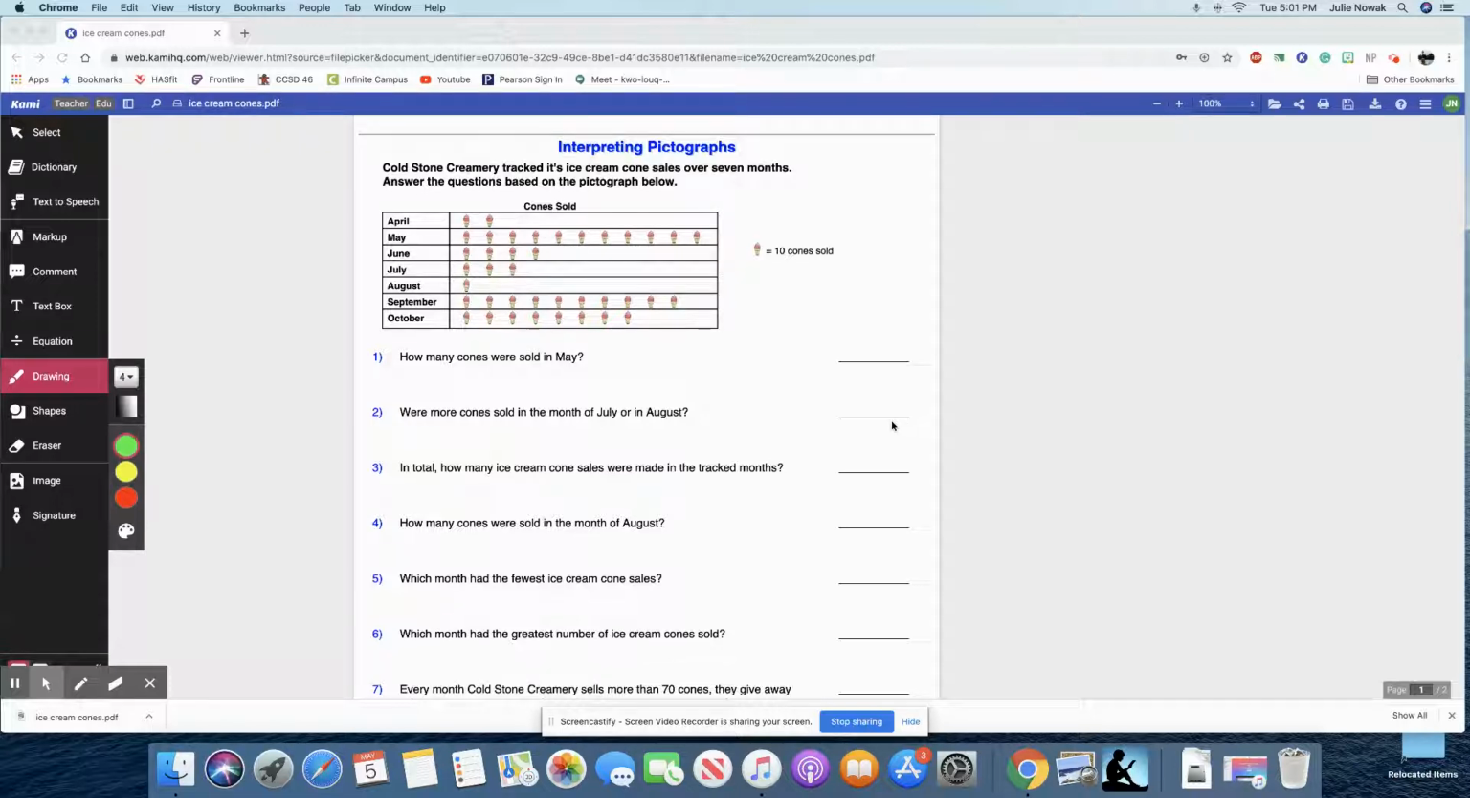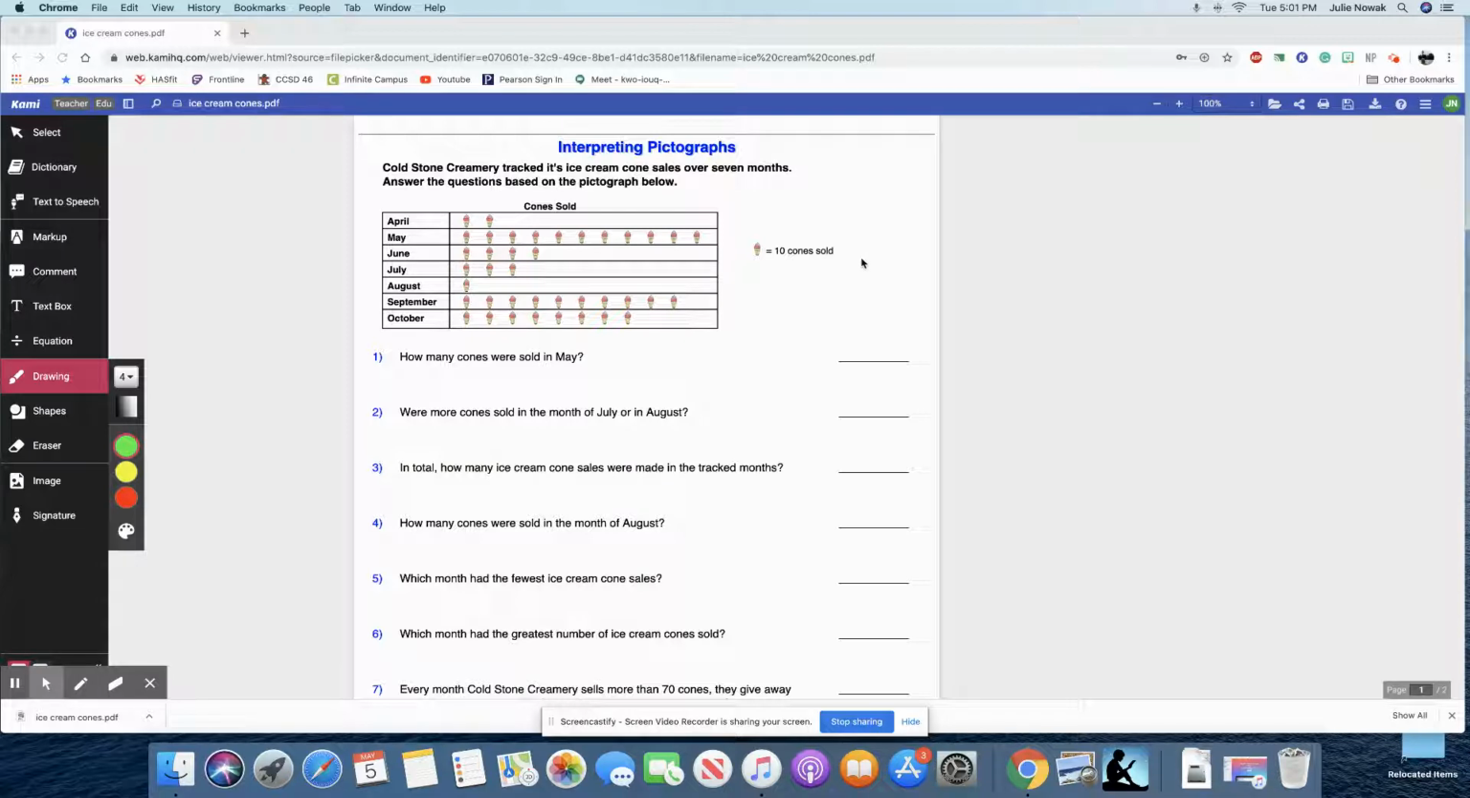It says Cold Stone Creamery tracked its ice cream cone sales over 7 months. Answer the questions based on the pictograph below. So we have a title, Cones Sold. And then it said over 7 months. So over here we have all the months: April, May, June, July, August, September, and October. And you'll notice that this graph goes horizontally as opposed to vertically, the way the bar graphs went.